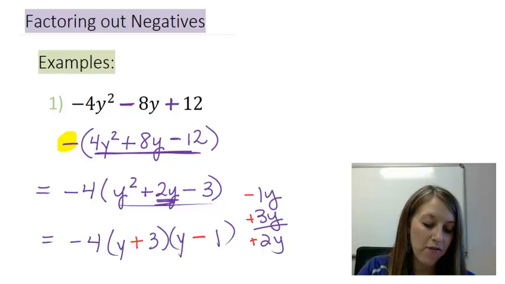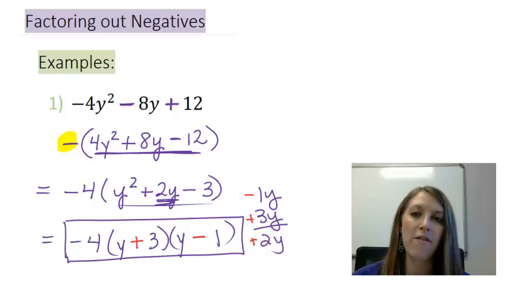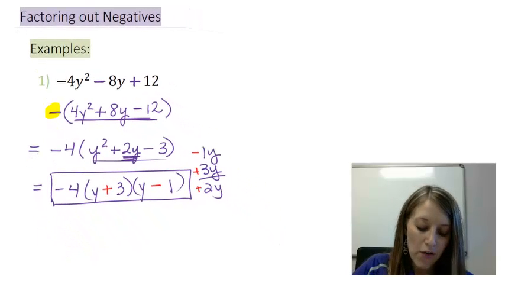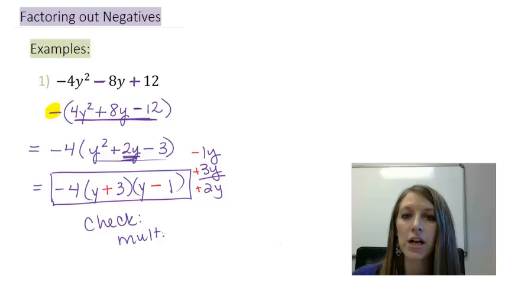So I have factored example 1 completely by starting it by factoring out a negative. Don't forget you can always check any factoring by multiplying it back out. And if you'd like, I suggest you pause the video to try and do that now.